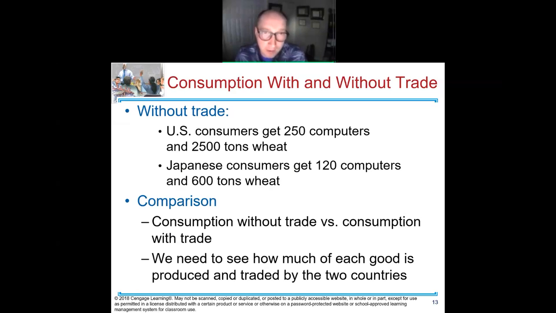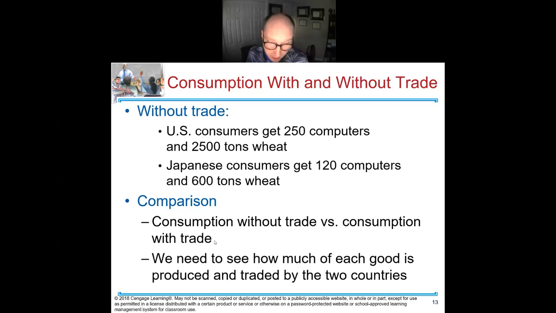So without trade, the U.S. consumers would only get 250 computers and 2,500 tons of wheat. And Japanese consumers would get 120 computers and 600 tons of wheat. That's without trade. In other words, the two countries aren't trading with each other for wheat or computers, right? But to compare the two without trade, we would compare that based off of the level of consumption. How much are consumers purchasing in each country without trading versus consumption with trade.